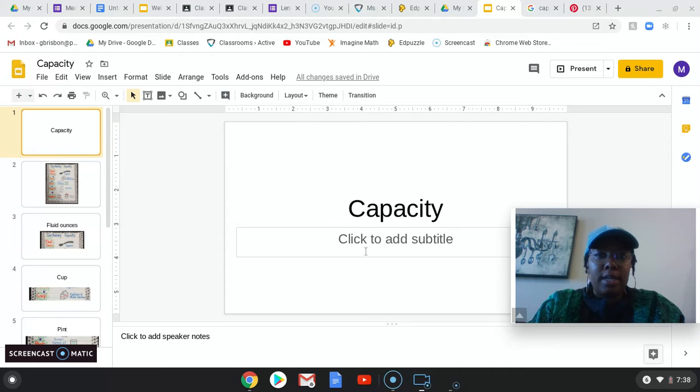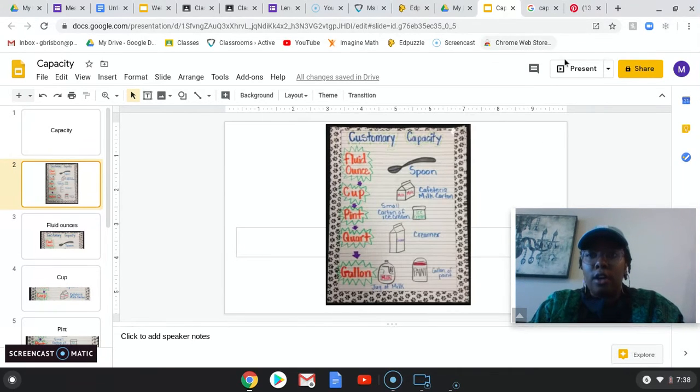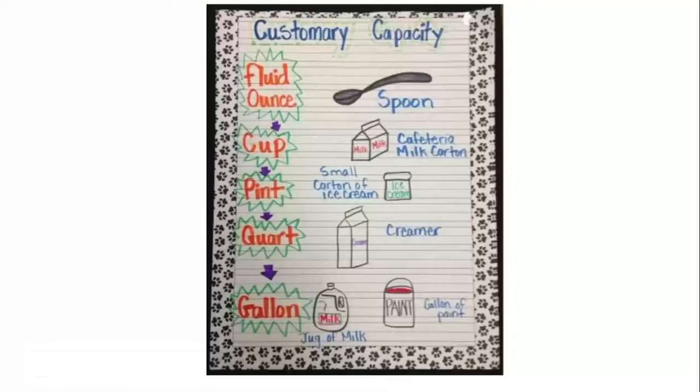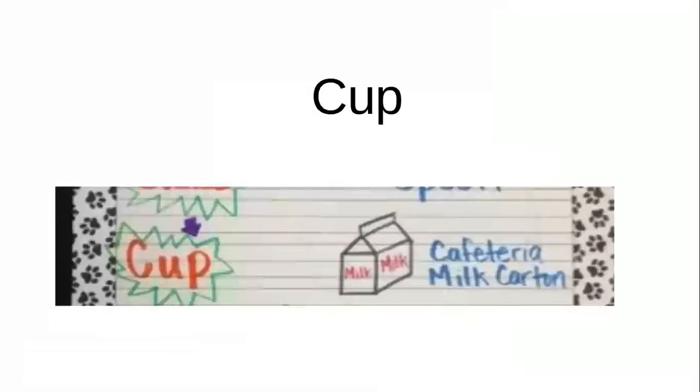So let's begin. First of all, this is an anchor chart explaining all the different units of capacity that you will need to know in fourth grade. You will need to know fluid ounces, cup, pint, quart, and gallon. And next to it is an example of each. Just like when we did length and we had a reference, we need to be able to visualize what these measurements look like, meaning picture it in our head, okay?